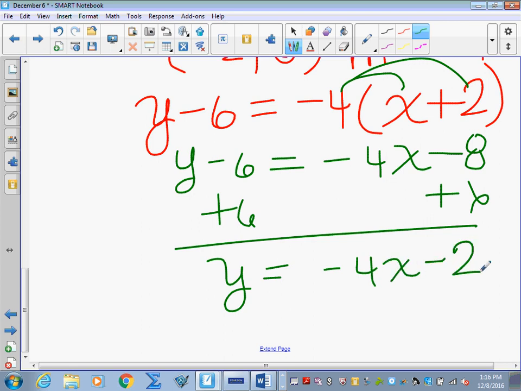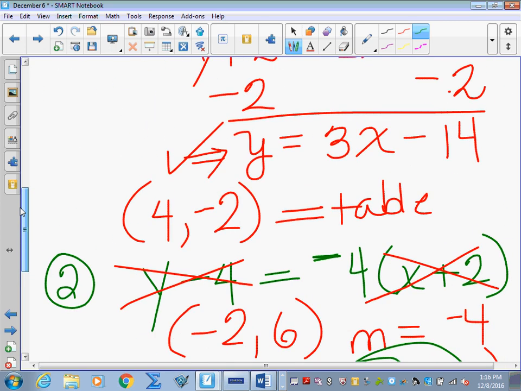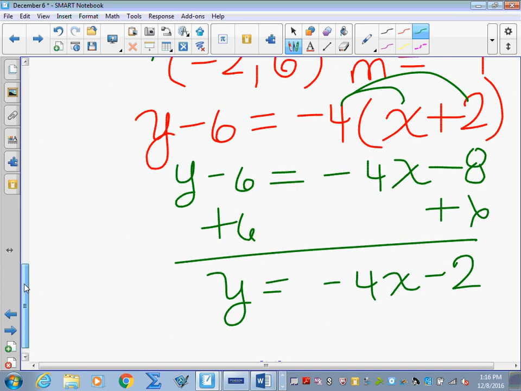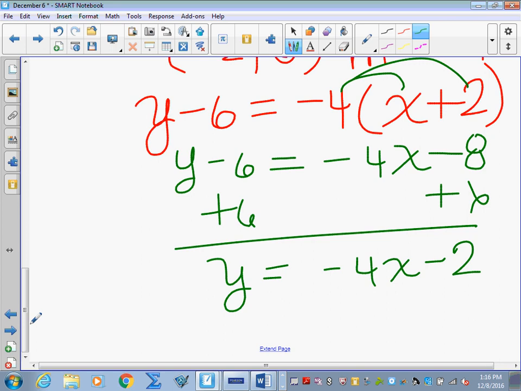You can check it on your calculator by putting this into the calculator and making sure that it goes through the point (-2, 6). That's how you can check it. Okay. So for tonight's homework, guys, I want you to use your own calculator to see if your homework answers are correct. Okay, there's no reason you should not be able to punch your answer in and check to see if it goes through that point.